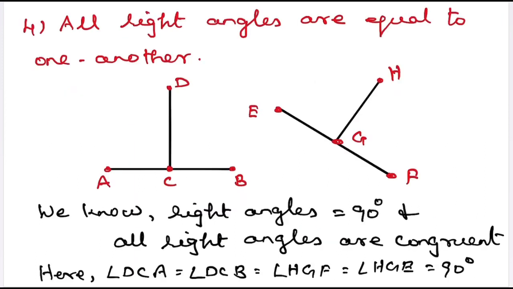Fourth one, all right angles are equal to one another. You know that right angle is equal to 90 degree. In this figure, angle DCA, angle DCB, angle HGF and angle HGE are equal to 90 degree.